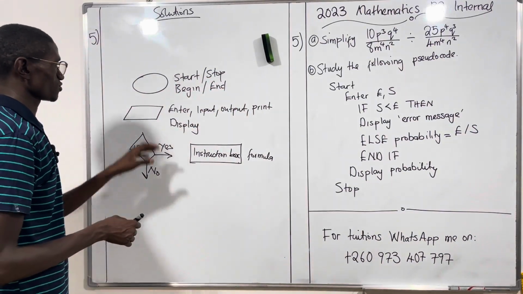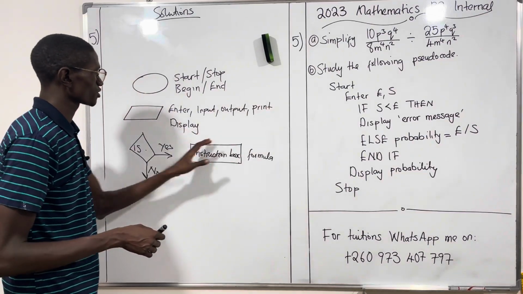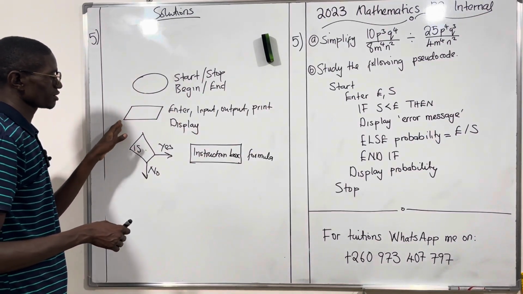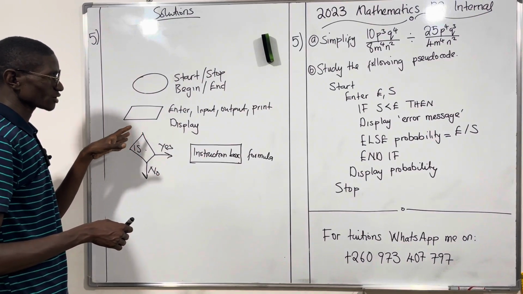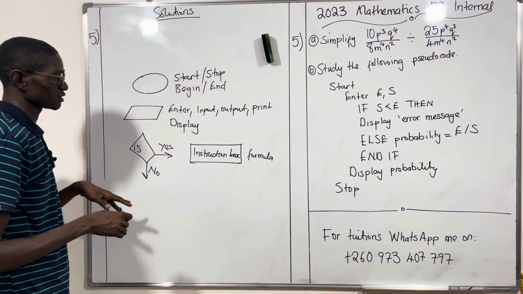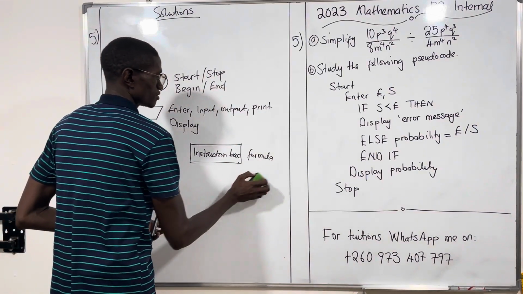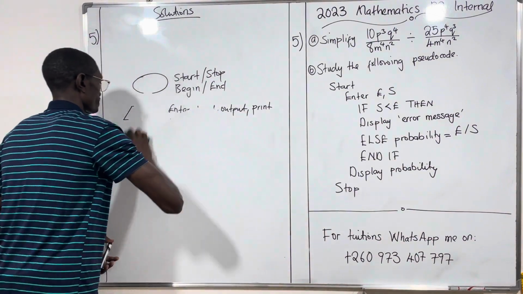All right, so when you have this, use an oval. When you have this here, use a parallelogram. When you have a decision to make where you see if, use a diamond. And then when you have the formula, you plug it into the rectangle. So now, let's solve this question.